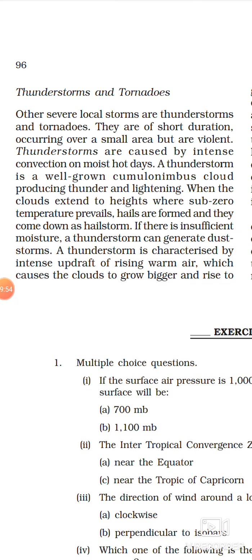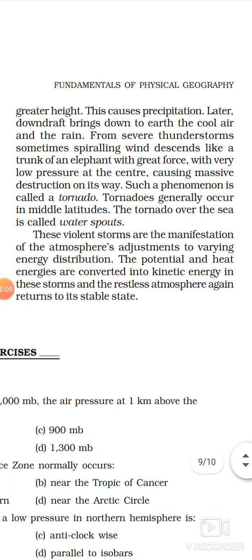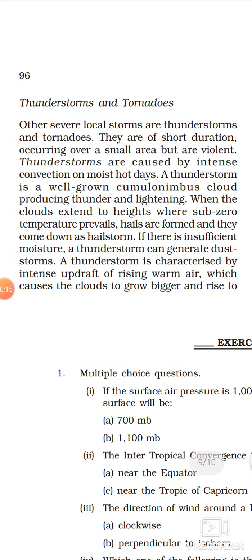If there is insufficient moisture, a thunderstorm can generate dust storms. A thunderstorm is characterized by intense updraft of rising warm air, which causes clouds to grow bigger and rise to great height. That's called precipitation. Okay, so let's see what the author is trying to say.